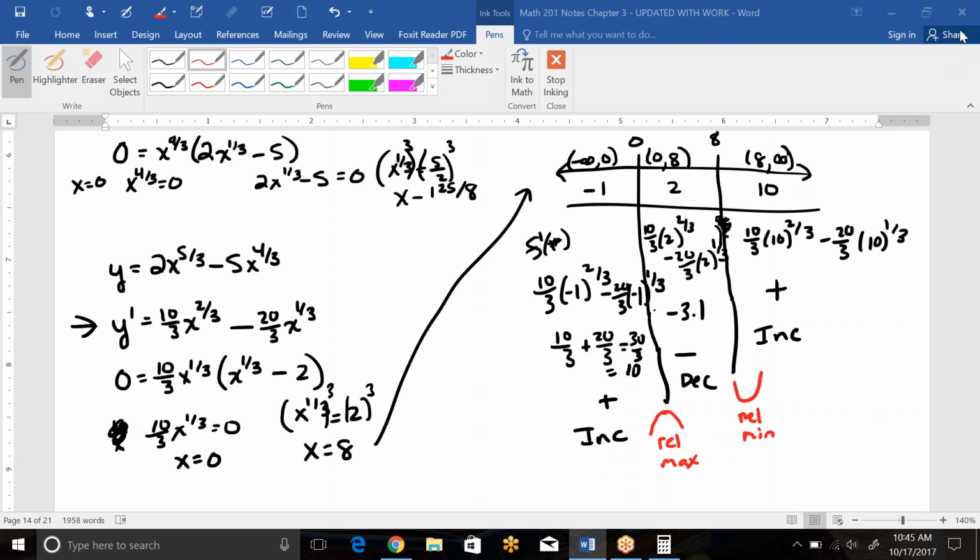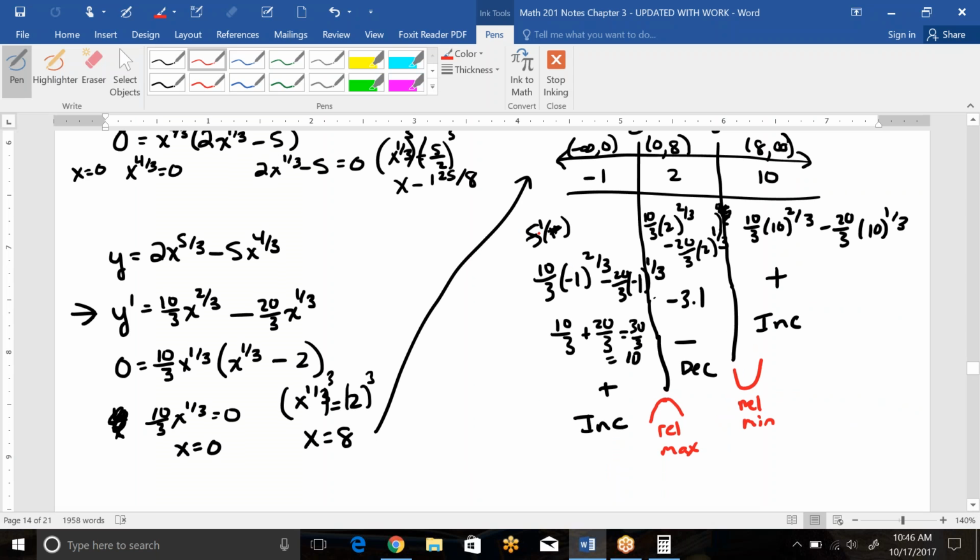Okay, so to figure out the ordered pairs, remember we plug them into the original function. So we plug in 0 into the original function, which was right here. So that is 2 times 0 to the 5/3 minus 5 times 0 to the 4/3. That's just going to be 0. So our relative max is at 0, 0.